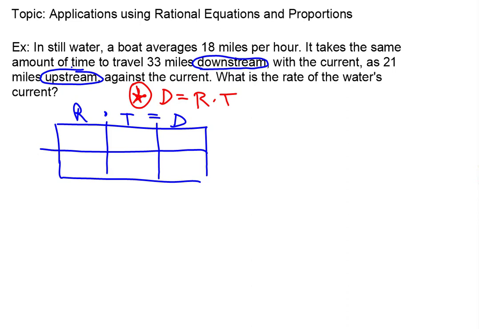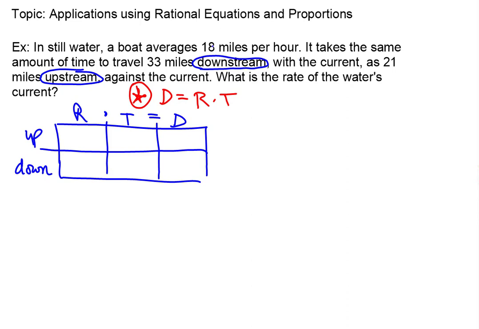And so since we can label or distinguish those 2 trips, maybe we'll just label these 2 rows as up and down. And it doesn't matter which one you put on top or bottom, but we have those 2 distinct trips taking place, so we'll label our rows that way. Now, we'd like to fill in the chart next. It says in still water, a boat averages 18 miles per hour.